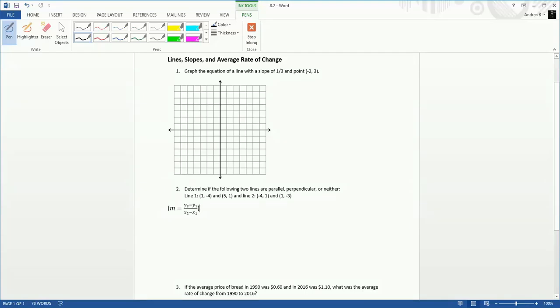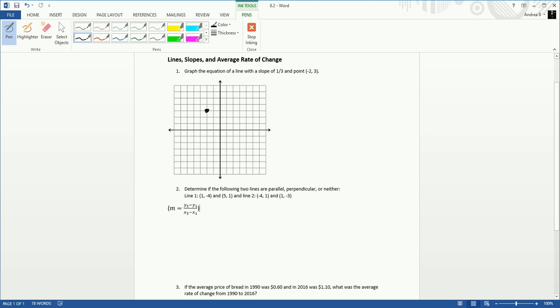All right, for this one, we have line slopes and average rate of change. So for number one, graph the equation of a line with a slope of 1/3 and point of -2, 3. So first of all, you want to start by plotting the point here. So we go over to the left 2, and then up 3, and then plot your point.